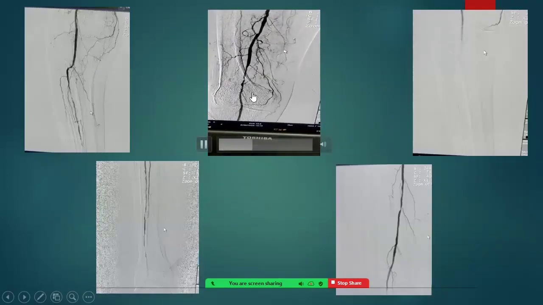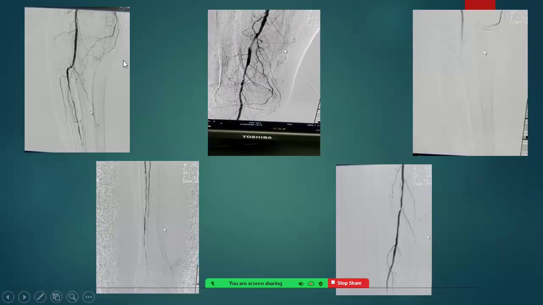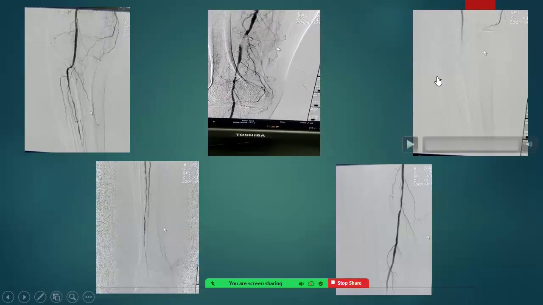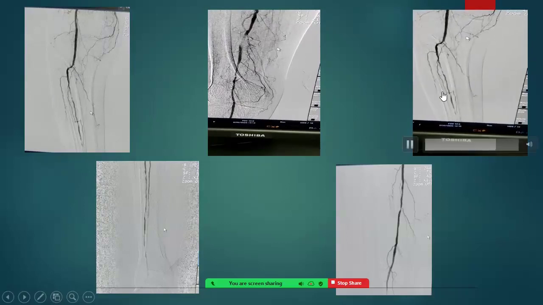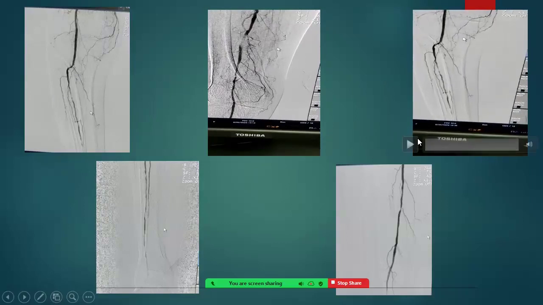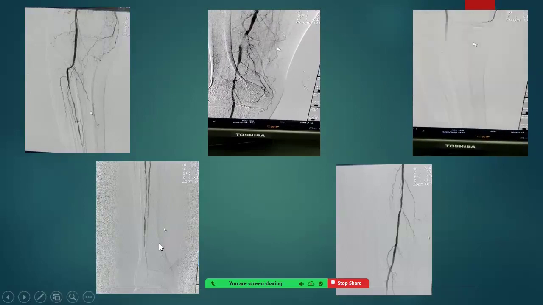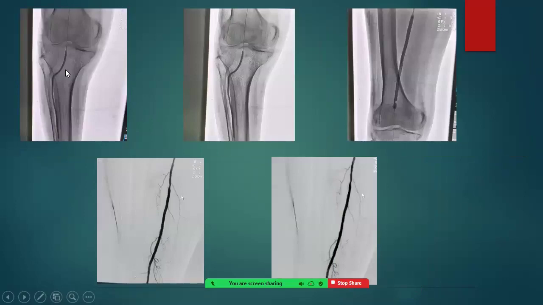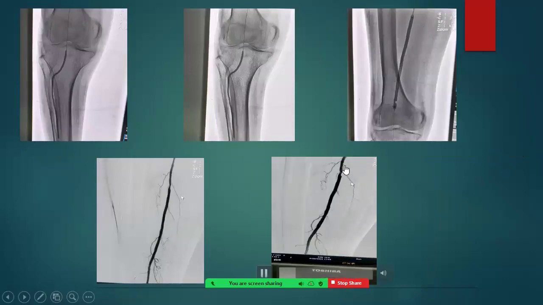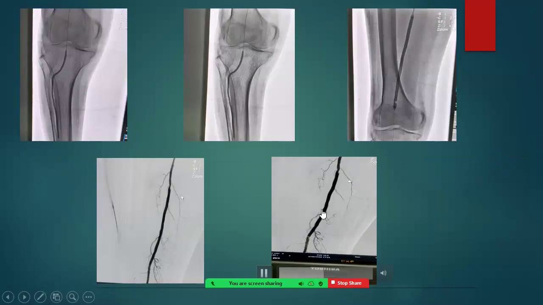This is the extensive disease in the BTK arteries. Even the femoral artery is also very diseased. The ATA and PTA are faintly visualized. They have mural thickening and calcification. So the ATA is very partially visualized. So we did only ballooning by the antegrade approach of the ATA and the distal femoral artery and the proximal femoral artery also. This is after the angioplasty of the femoral artery.